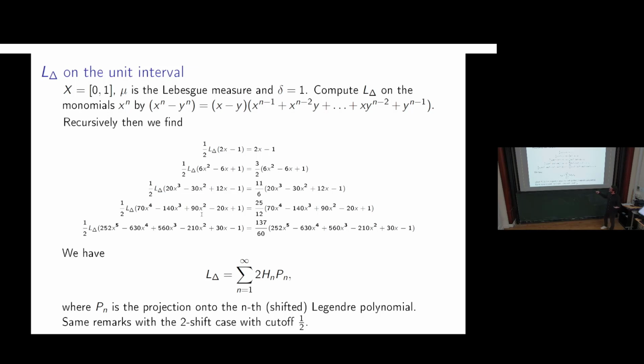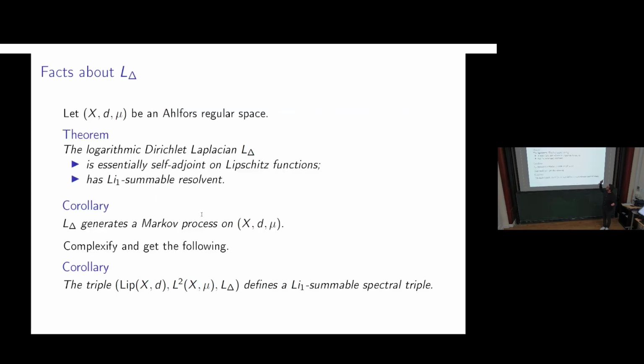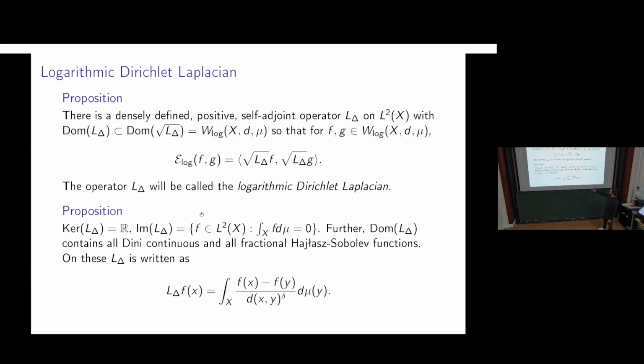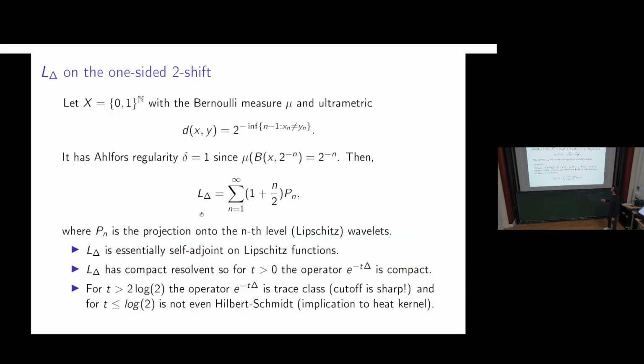So can we say something like that for the general situation of the Laplacian on Ahlfors regular spaces? Well, yes. The logarithmic Dirichlet Laplacian turns out to be essentially self-adjoint on Lipschitz functions. It's not very easy to show. But what does it mean? It means that Lipschitz functions are a core domain for this. Equivalently, if we start with such an operator, densely defined on Lipschitz functions, it's symmetric, so it will have self-adjoint extensions. The Dirichlet one will be the unique self-adjoint extension. This is what it means.